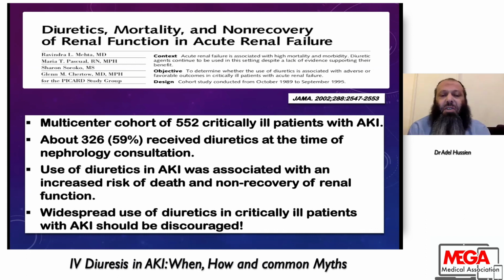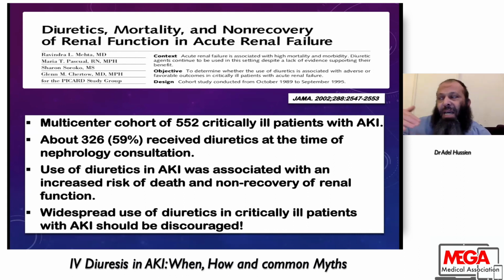It was a multi-center cohort study, included 552 critically ill patients with AKI. About 59, close to 60%, received diuretics at the time of nephrology consultation. The use of diuretics in AKI, when they analyzed those groups of patients, was associated with increased risk of mortality and non-recovery of renal function. So it was two important outcomes: the increased mortality plus non-recovery of renal function.